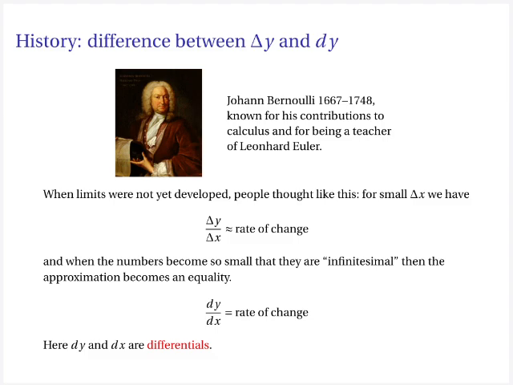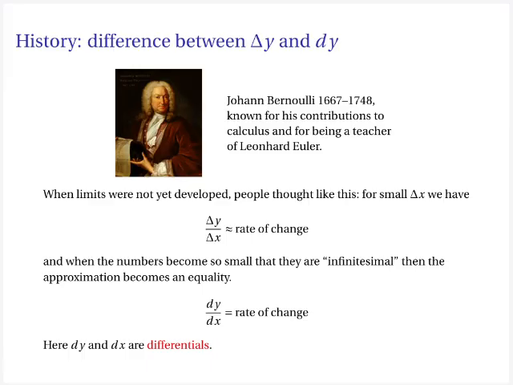There's a picture of Johann Bernoulli, who not only was a famous researcher at the beginnings of calculus, but also was a teacher of Leonhard Euler, so he was famous for several reasons. When limits were not yet developed, people thought like this. Well, for small x's, delta y over delta x is about the rate of change, and when the delta x's become so very small that they are, quote, infinitesimal, unquote, the approximation becomes an equality. People are thinking this in their first steps in the subject; they're pretty good, but haven't got everything exactly precisely right.